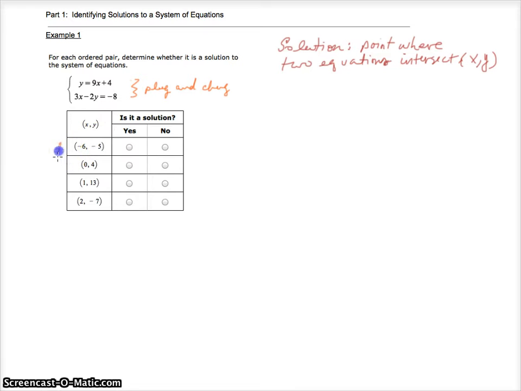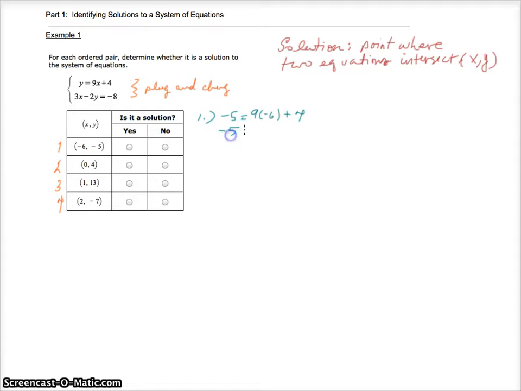So we're going to label these point 1, point 2, point 3, and point 4 so that we understand where we're working so we don't get confused. So for point 1, I'm going to take -6, -5, and I'm going to put it into equation 1. So I'm going to put it into y equals first. So I'm going to have -5 equals 9 times -6 plus 4. So I want to make sure that all of this math gives me -5.